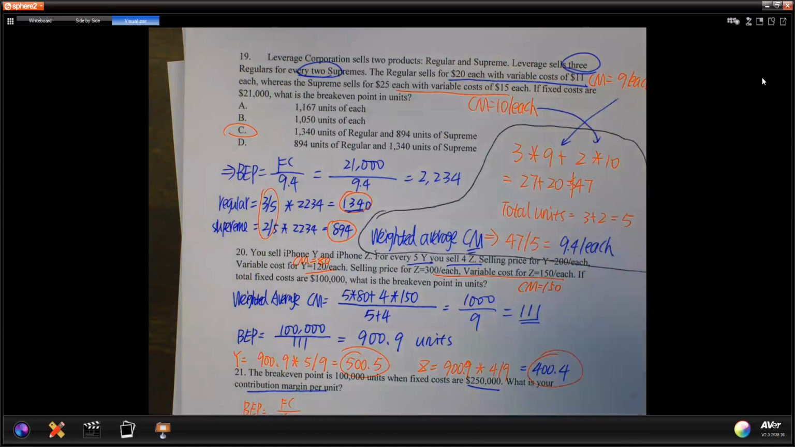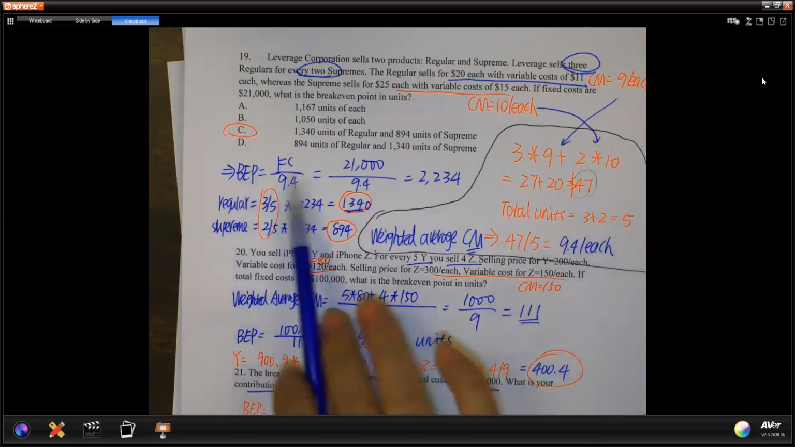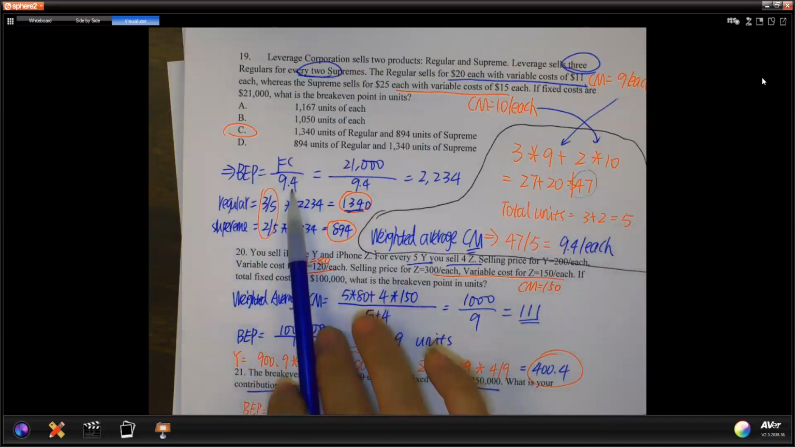So in that basket in total, you will get $47 as the contribution margin. You got $47 out of 5 units, right? 3 of regular, 2 of premium. So your weighted average has to be your total contribution margin, 47, divided by total units, 5 units, which gives $9.4 for each. So your break-even point will be your total fixed cost divided by this weighted average.